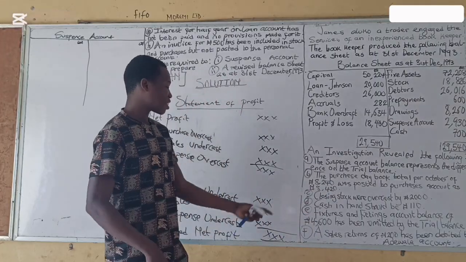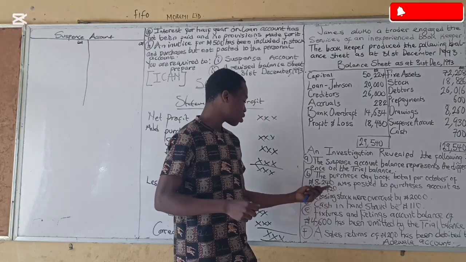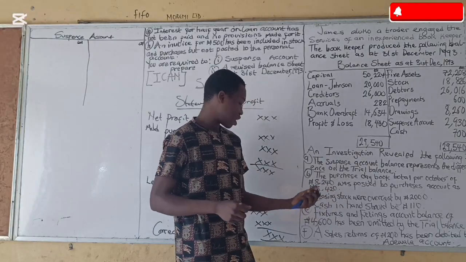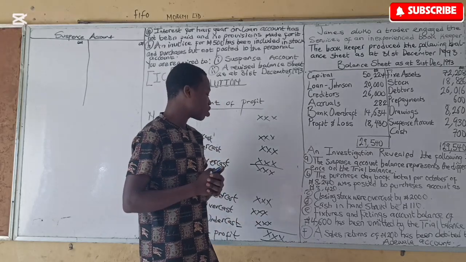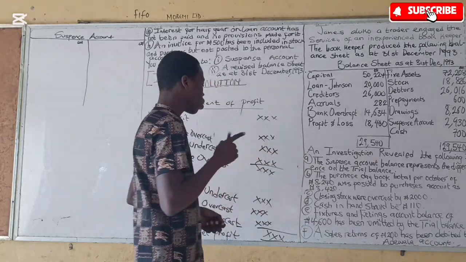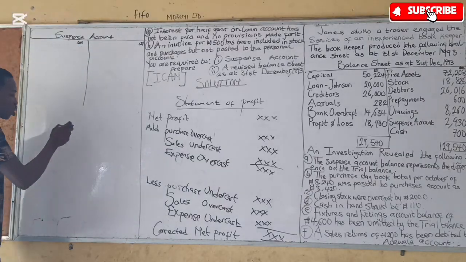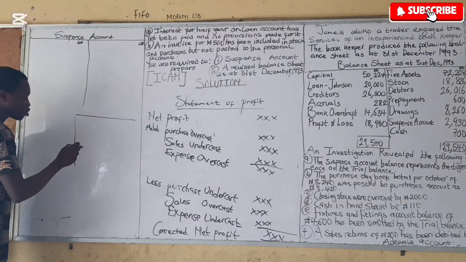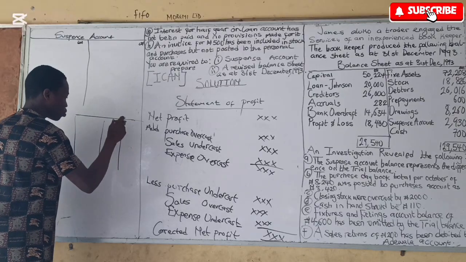Now you are going to look at the difference. So 8,420 minus 8,240 is the overcast. That is going to give us 180. Now how do we do that? In our journal entry, don't forget I said you prepare this first, but for better understanding, let me just do it.